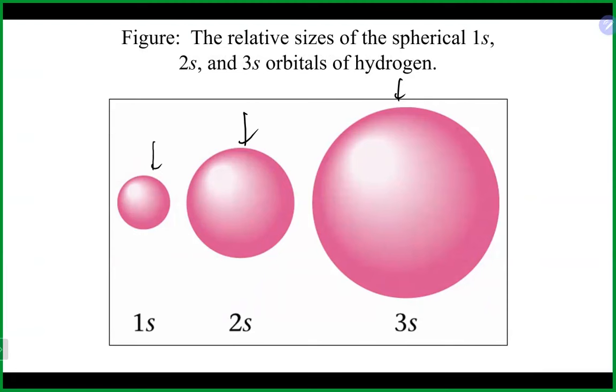So you do need to know the s orbital sphere. You also need to know that if you max out the s orbital, you could put 2 electrons in it. So this one here could technically hold 2 electrons. This one could hold 2 electrons. And this particular s orbital could hold 2 electrons on each of the energy levels.